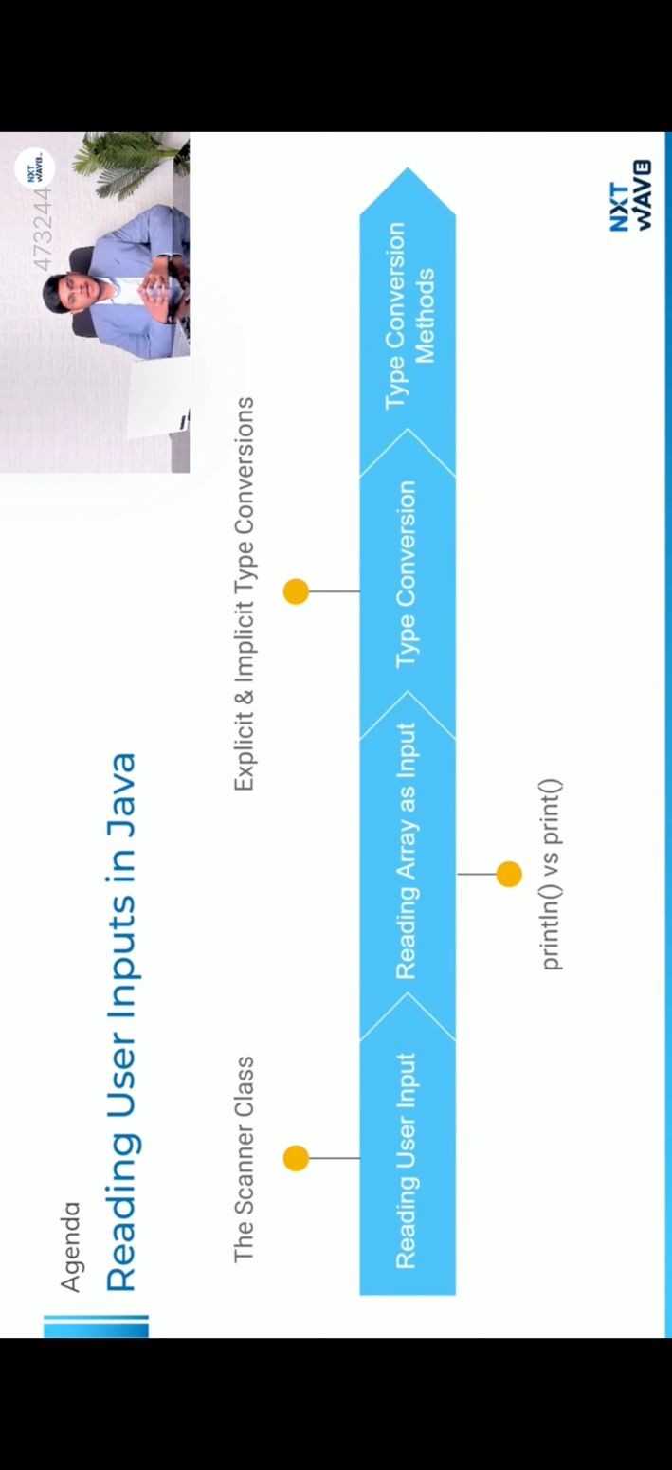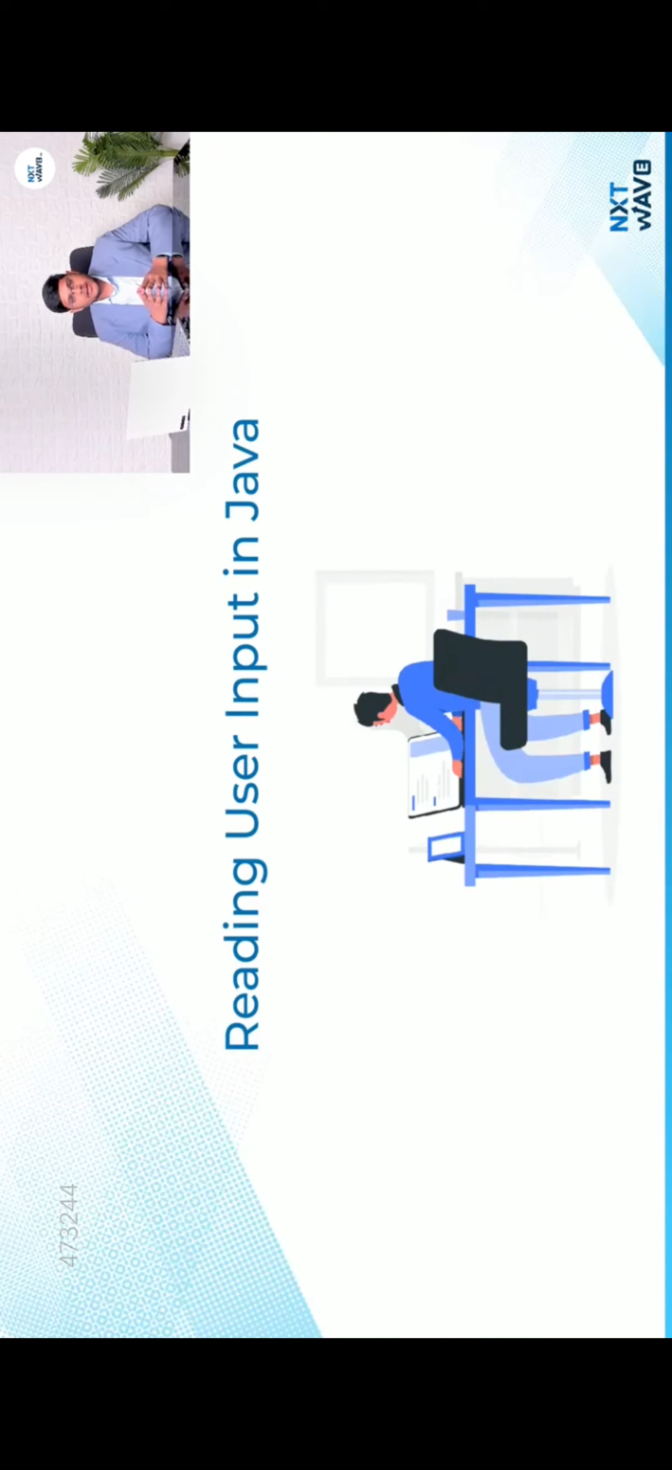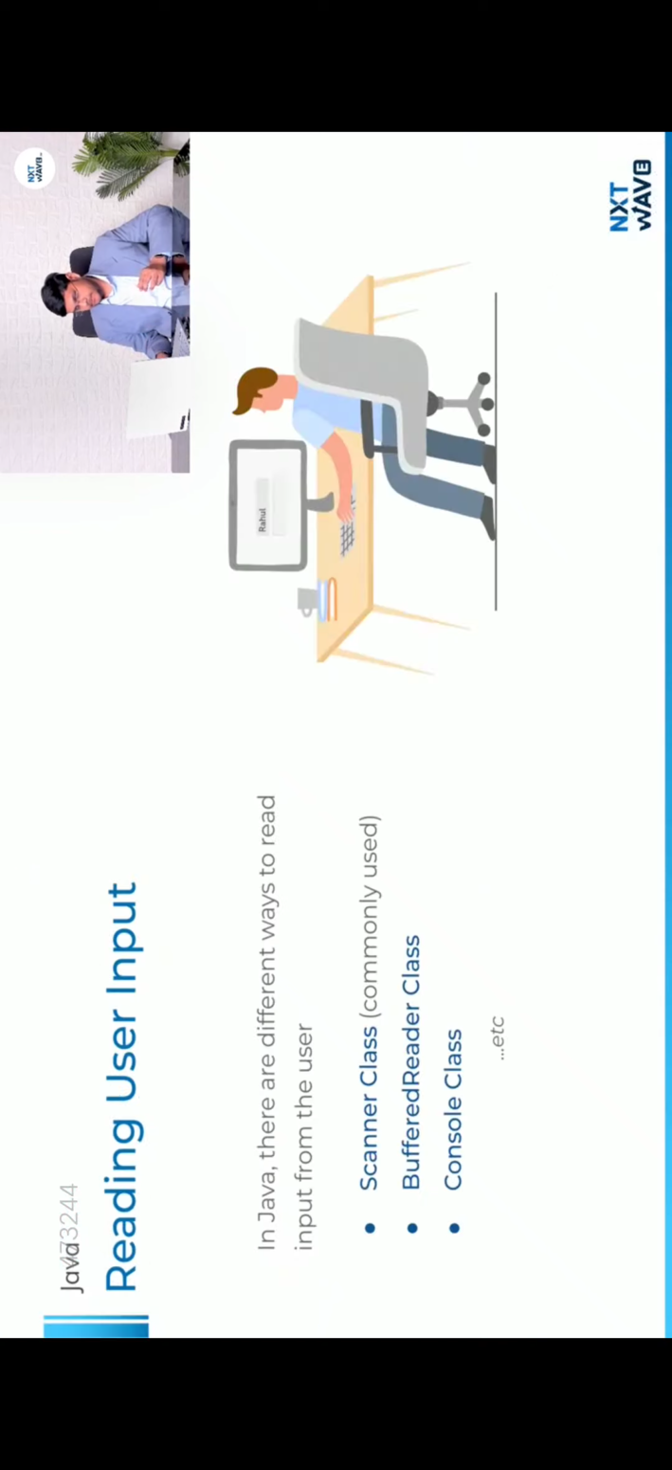And there are two types of type conversions. One is explicit type conversion and the other is implicit type conversion. Okay, so let's look at reading user input in Java.